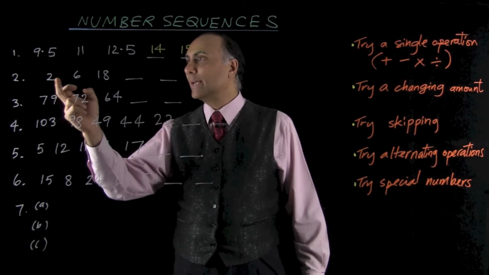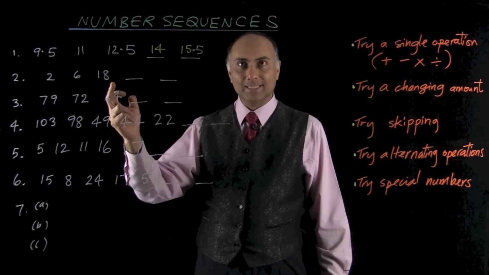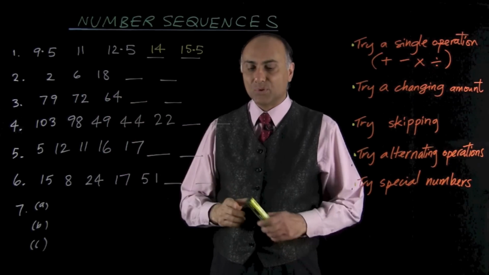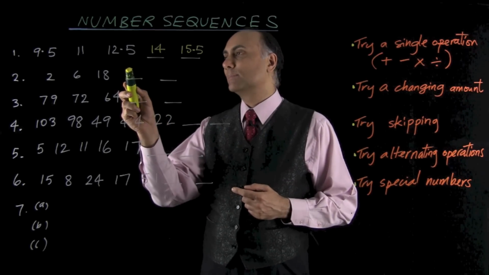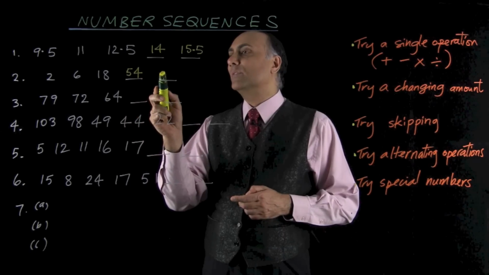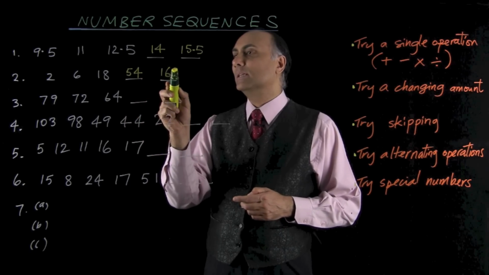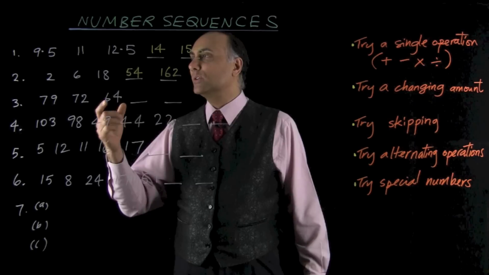So 2 times 3 is 6, 6 times 3 is 18, and 18 times 3 is 54. So I would do it by multiplication in this case. And then 3 times 54, 162. Now, we could have done that as an add, but it's more tricky to do.